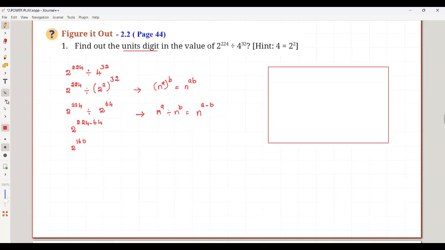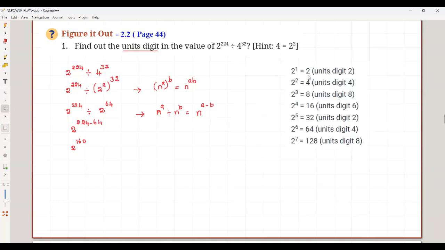For this, if I take any power of 2, let us see what the possible answers are. 2 power 1 ends with 2. 2 power 2 is 4. 2 power 3 is 8. 2 power 4 is 16. Next, 2 power 5 again starts with 2, 2 power 6 is 4, 2 power 7 is 8.